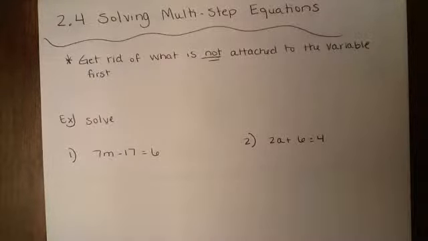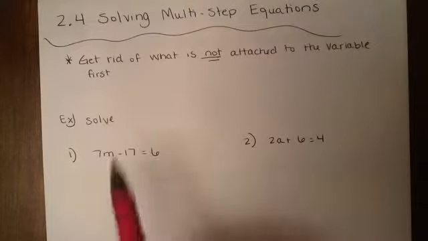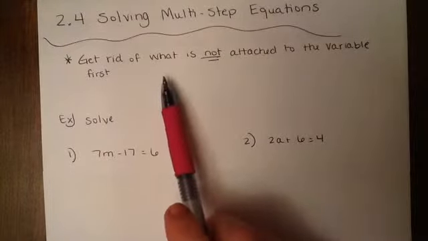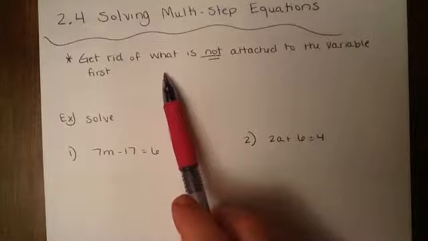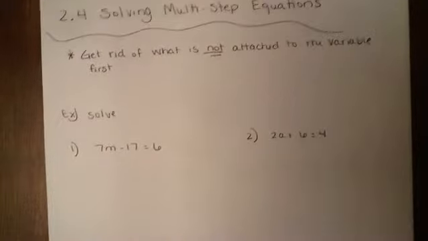Mathematicians, today we are going to look at solving multi-step equations, meaning there are two things or more that we need to get rid of. To do this, we need to get rid of what is not attached to the variable first. So when we go to get the variable alone, find the pieces not attached.